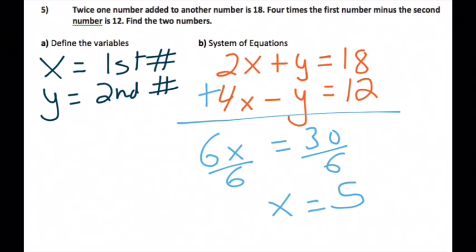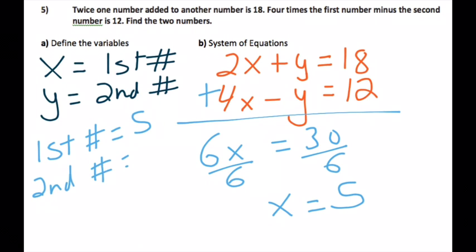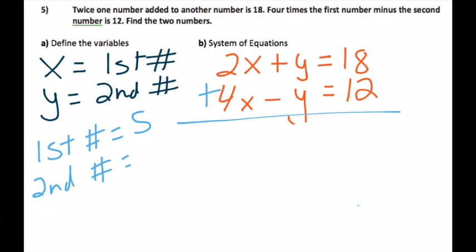So I'm going to write that over here, that my first number equals 5. Now we want to find the second number. Now that I know the first number equals 5, I'll go ahead and erase this so I have room to work. I'm going to plug 5 in for x. I'm going to do it to the top one.